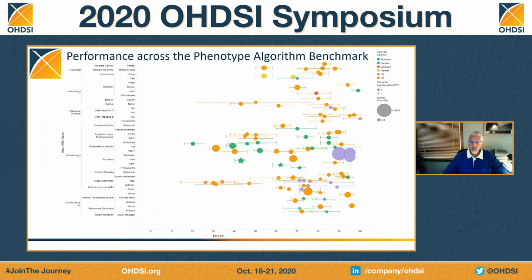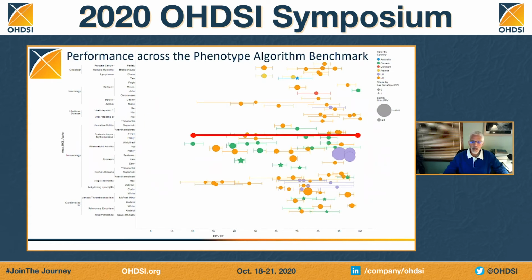Here we see the results for positive predictive value, PPV, across the studies in our benchmark. Overall, we used 18 phenotypes and 94 phenotype algorithms. These 18 phenotypes came from 5 therapeutic areas: oncology, neurology, infectious disease, immunology, and cardiovascular disease, from 36 studies, and from 6 countries: Australia, Canada, Denmark, France, the UK, and the US. While all reported PPV, only 8 reported sensitivity and 4 reported specificity, as shown by the stars in the diagram.